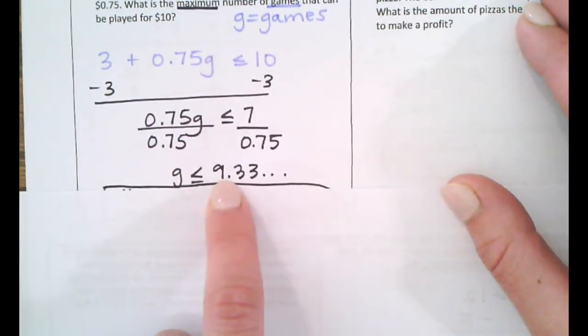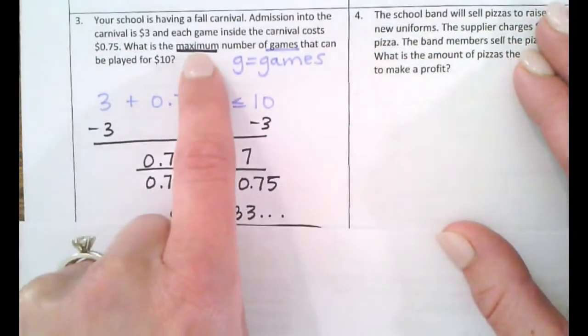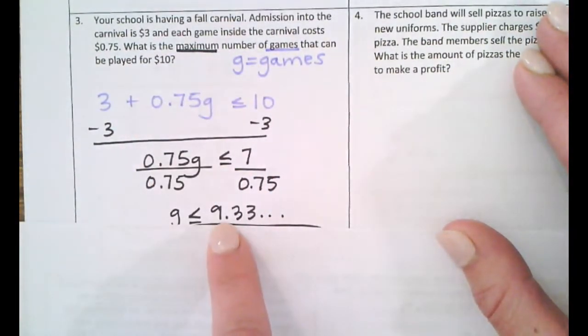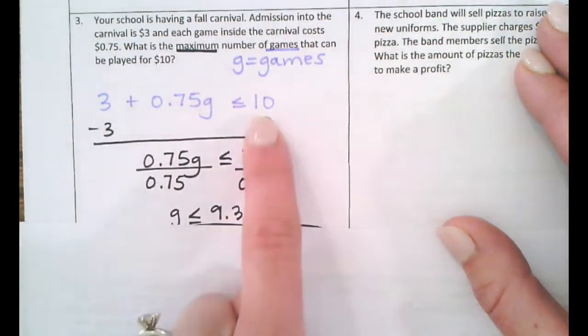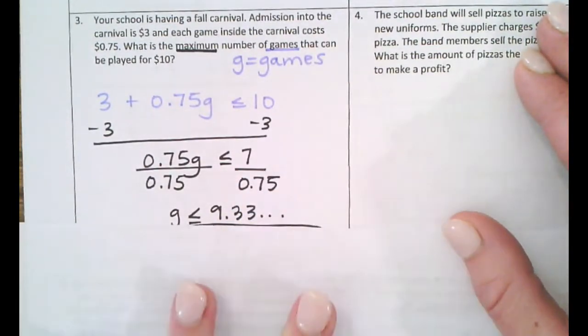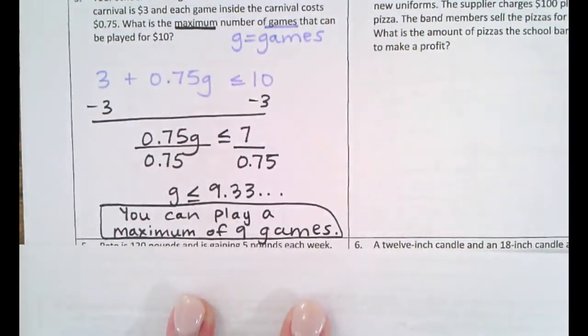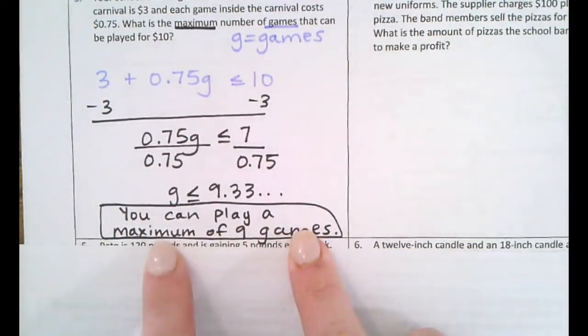However, you cannot play part of a game. So when it said, what is the maximum number of games that can be played for $10? Well, I can't play 10 games because I wouldn't have enough with that $10. So I know I can play a maximum of 9 games. You could play 9 or 8 or 7, but this one just asked about the maximum number of games.